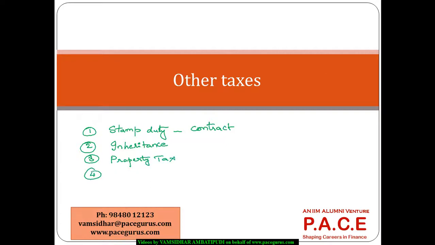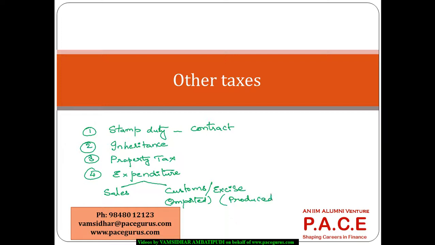Or there could be taxes specifically on some kind of expenditures, right? Any kind of expenditures that are incurred, there are taxes. One associated with general items is a sales tax, or there could be something for specific kinds of items like customs or excise tax. Customs is more associated with imported goods, and excise is more associated with the goods that are produced and sold within the country. For every item that is sold, there could be a sales tax, right?